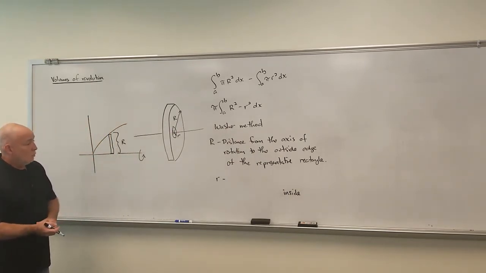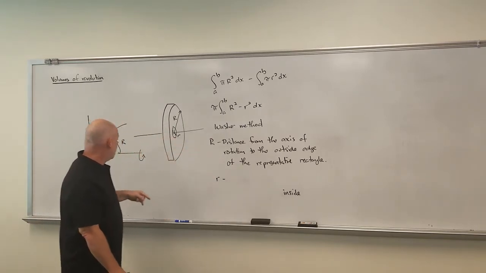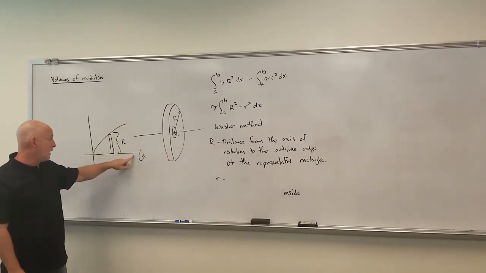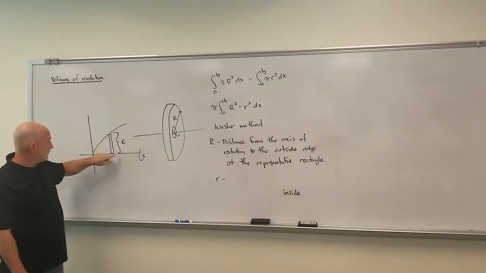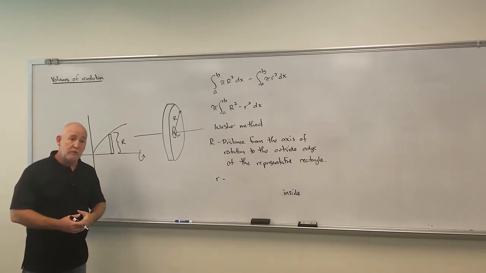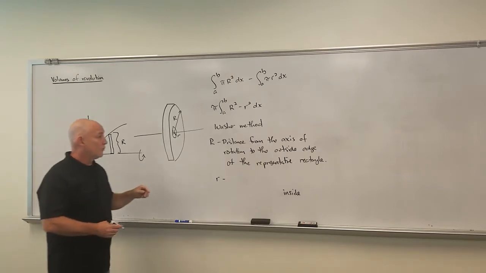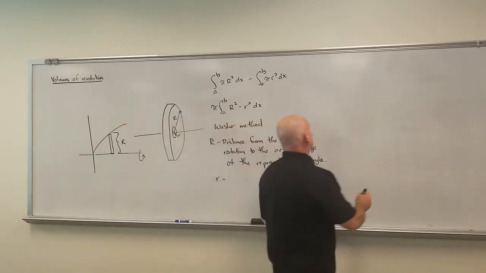All right, so when we are doing these rotations, we need to know what axis we're rotating around, the distance from that axis to the farthest edge, and the distance from the axis to the inside edge. Depending on what we're rotating around is the direction that we're going to put our representative rectangles. So one more sentence here, and we're going to try a couple of examples.